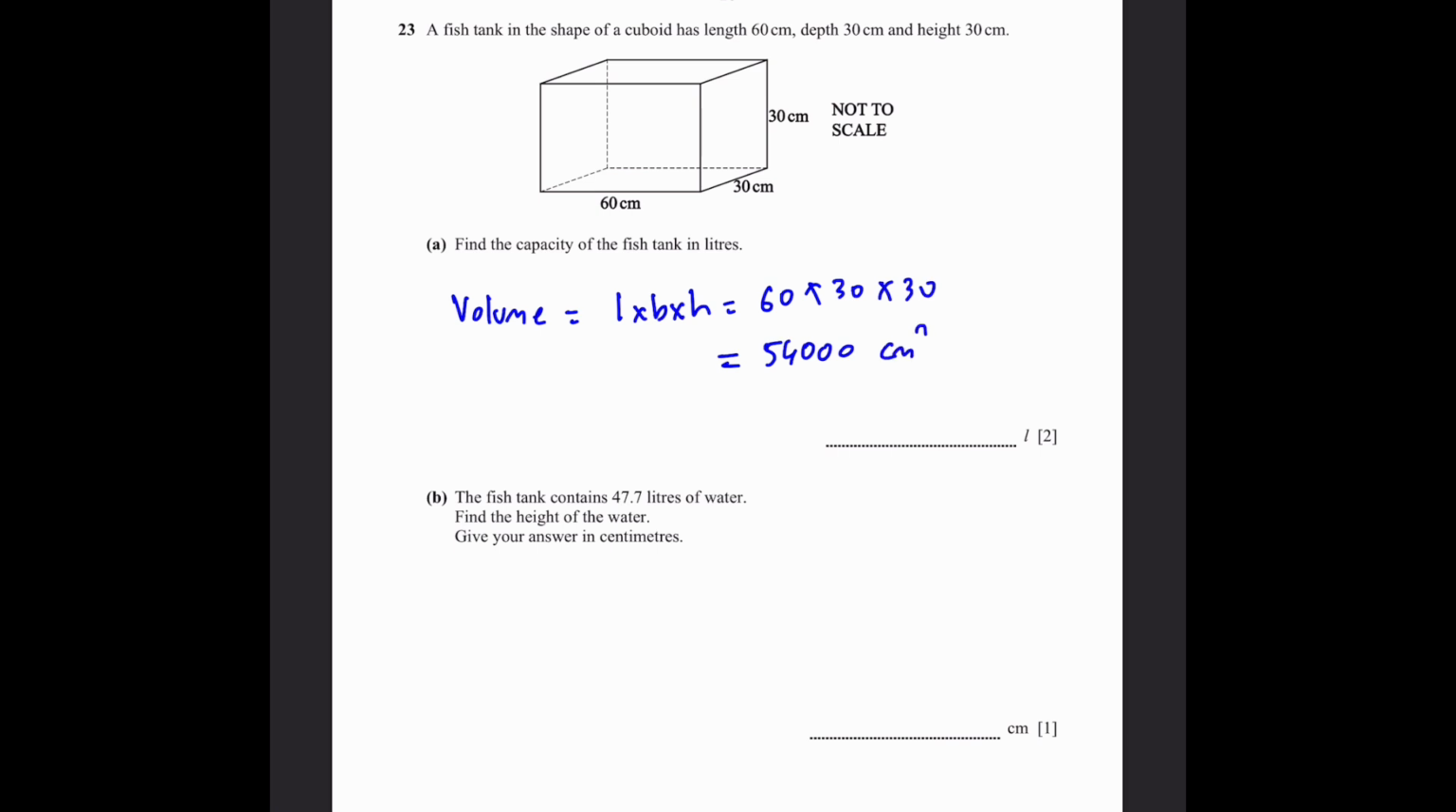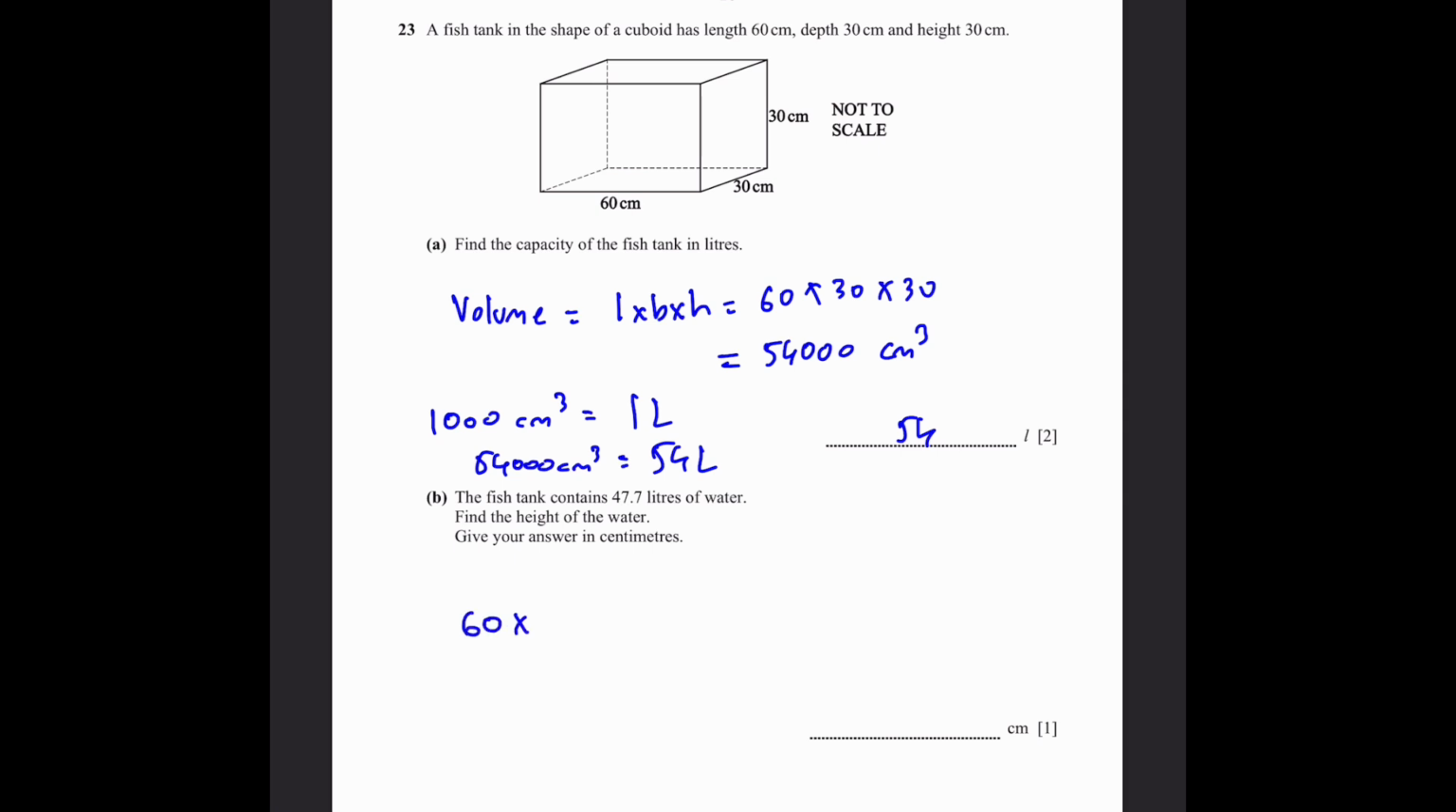And that's centimeters cubed. And 1,000 centimeters cubed is equal to 1 liter. So 54,000 centimeter cubed is equal to 54 liters. And that's the answer. B. The fish tank contains 47.7 liters of water. Find the height of the water. Give your answer in centimeters.